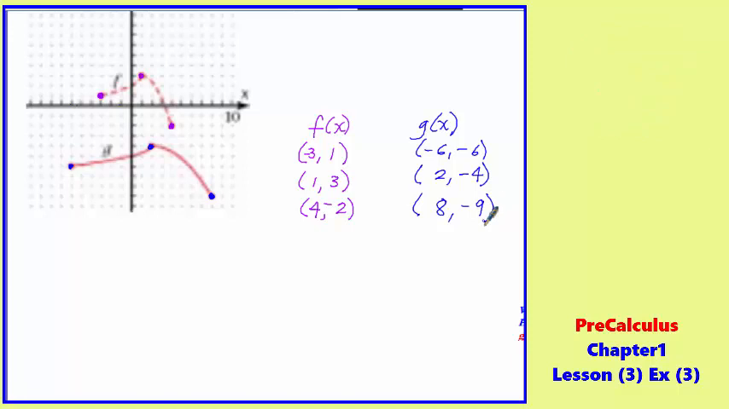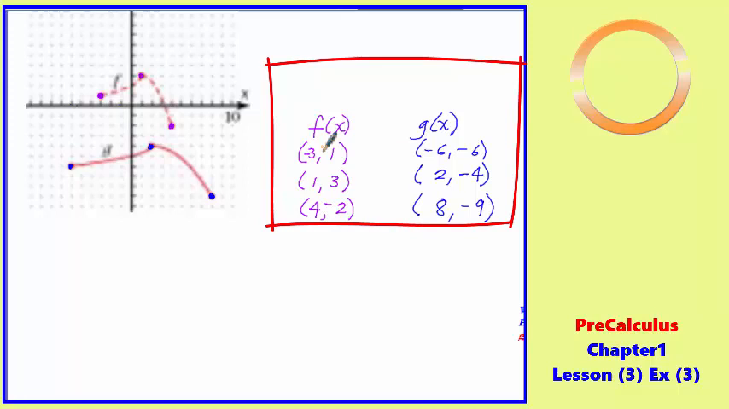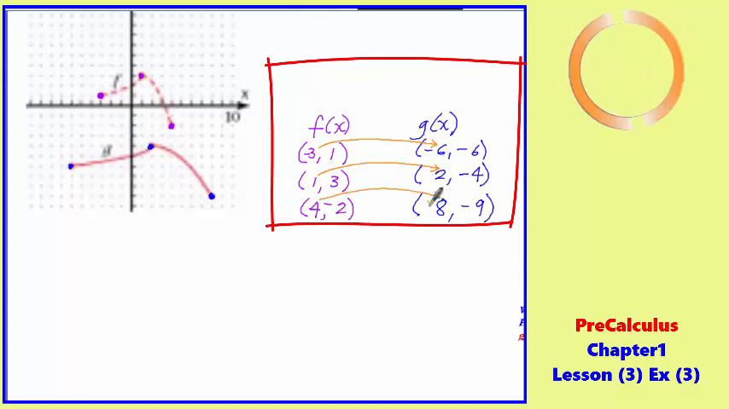Now let us take a look at how things have changed for the x coordinates and the y coordinates. Obviously, our x coordinates have changed from f of x to g of x. So from negative 3 it became negative 6. From 1 it became 2. And from 4 it became 8. Notice there is a factor of 2. So this is multiplied by 2. Every single x coordinate is multiplied by 2 for g of x.